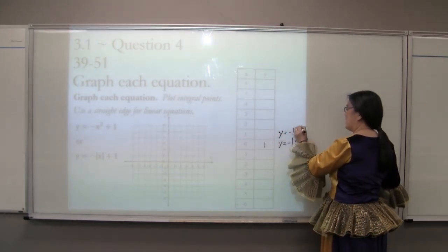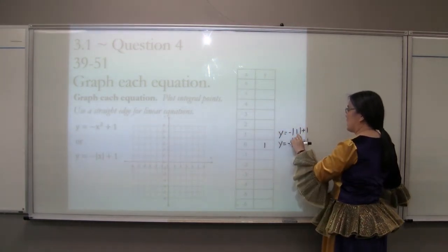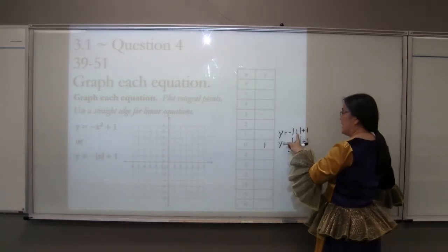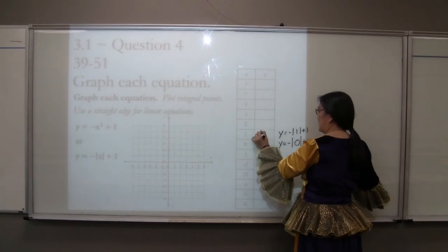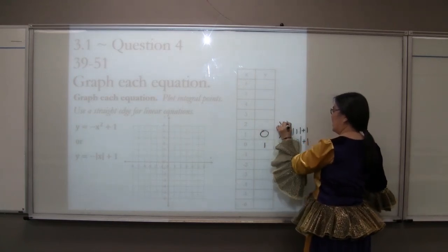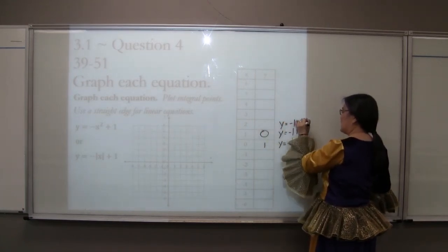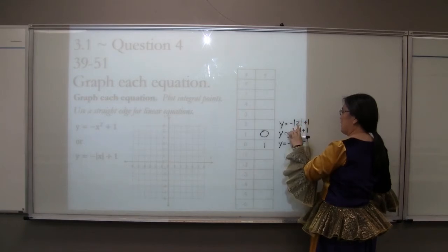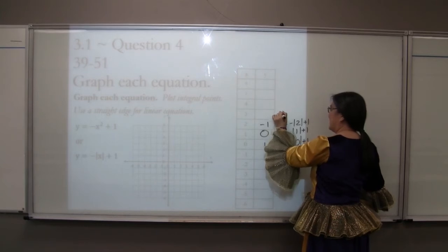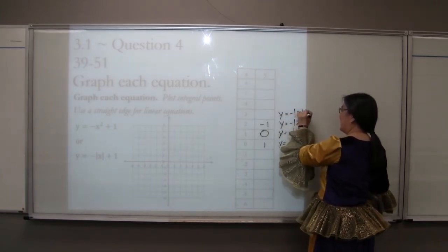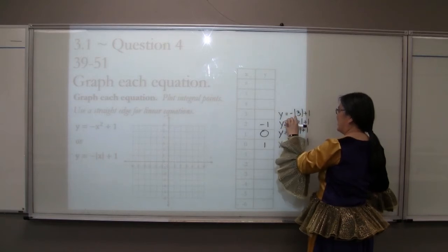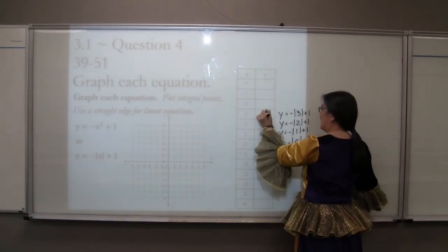Hey, we like positive numbers. In fact, positive numbers with absolute values work out very nicely. That gives me 1, negative 1 plus 1. Oh, that's 0. Plugging in a 2. Absolute value of 2 is 2. Negative 2 plus 1 is negative 1. Negative 3 plus 1 is negative 2.